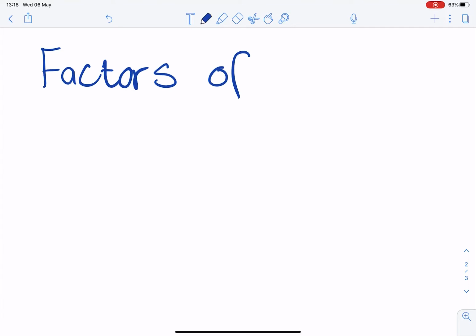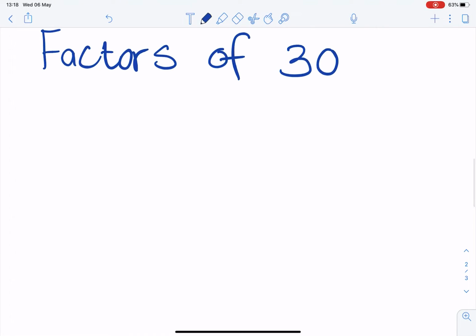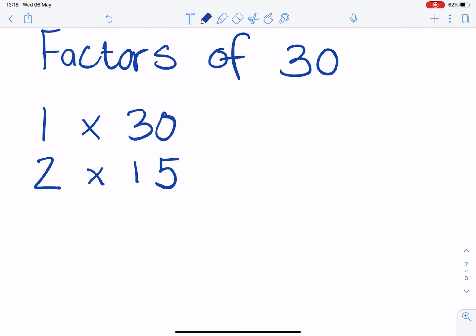Let's do another one, just to make sure you know what I mean. I am going to ask you to give me the factors or the factor pairs of 30. Remember, we start at 1 because 1 fits into 30 without a remainder. 1 fits into all numbers without a remainder. 1 times 30 is 30. 2 times 15 is 30 because 15 plus 15 is 30.